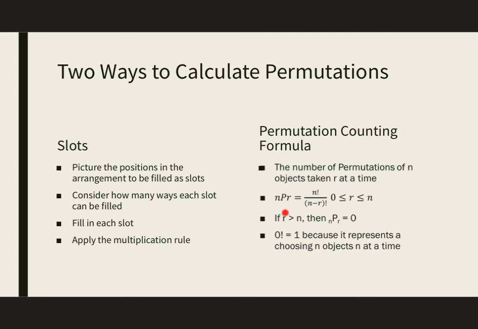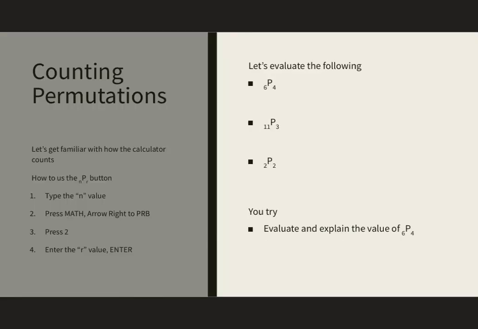All right, so this is just the official formula, which is actually in your calculator. And here is how to get that from your calculator. What you'll do is just type the n value that you're working with. So we're going to use some of these as examples right here. Just type that number first on your main screen, and then press math and arrow right to probability. So PRB, and then you'll press the number 2 or arrow down to it. And then it'll pop up on your screen, and then you enter the R value that you're working with.